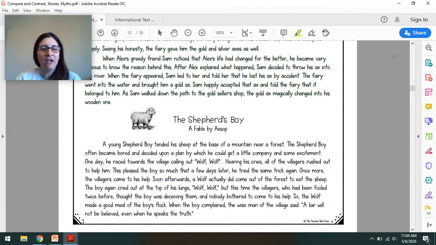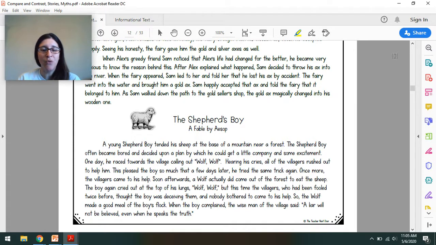So it says, a young shepherd boy tended his sheep at the base of a mountain near a forest. The shepherd boy often became bored and decided upon a plan by which he would get a little company and some excitement. One day he raced towards the village, calling out, "Wolf, wolf!" Hearing his cries, all of the villagers rushed out to help him. This pleased the boy so much that a few days later he tried the same trick again. Once more the villagers came to his help.